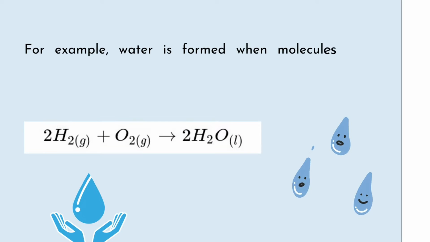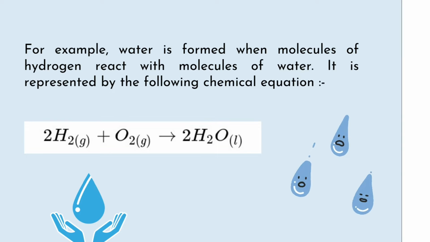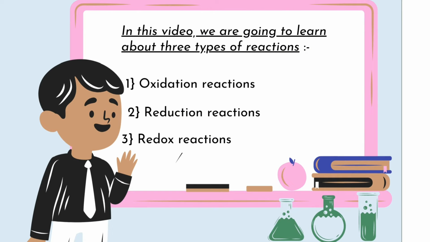An example of such a process is the formation of water. Here, two molecules of hydrogen react with one molecule of oxygen to form two molecules of water. Now, we're going to learn about three different types of chemical reactions, namely oxidation, reduction, and redox reactions.